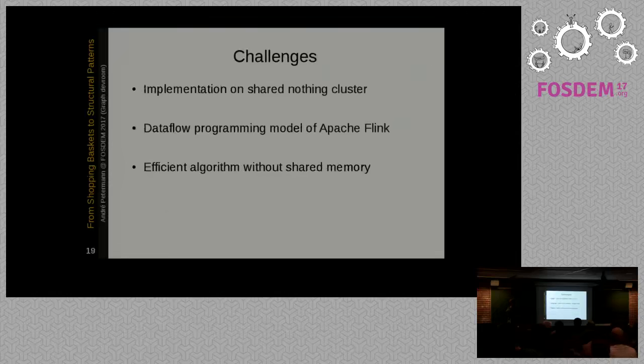The challenge in implementing such algorithms, especially in the context of shared nothing clusters, is that we need to meet the data flow programming model, in this case of Apache Flink, but this also applies to Apache Spark or actually even MapReduce. And what we need to find is an efficient algorithm which does not rely on shared memory.